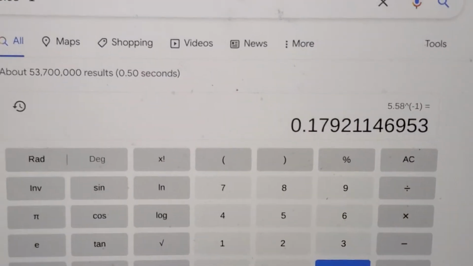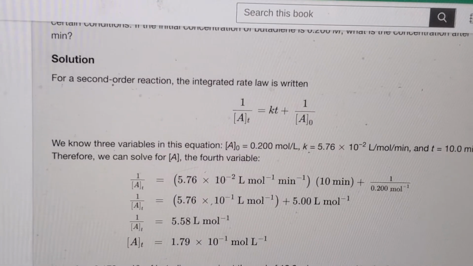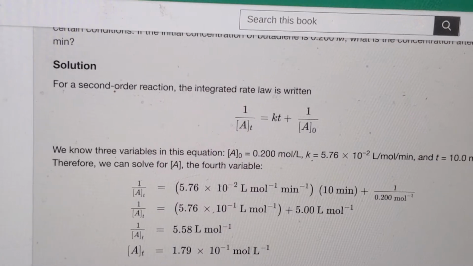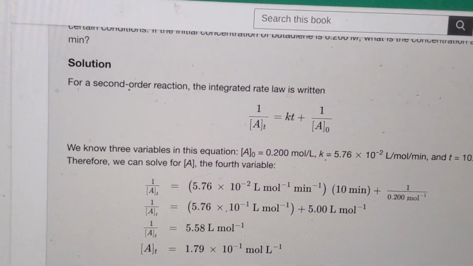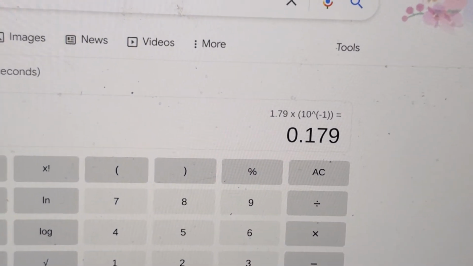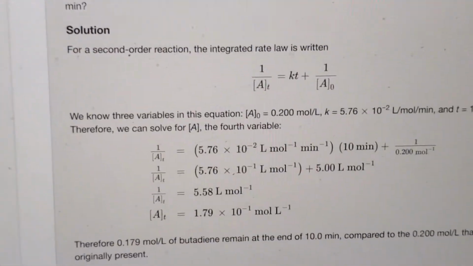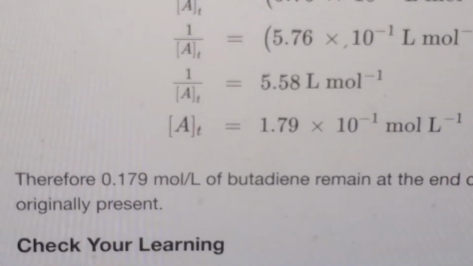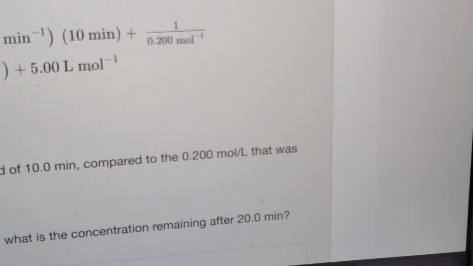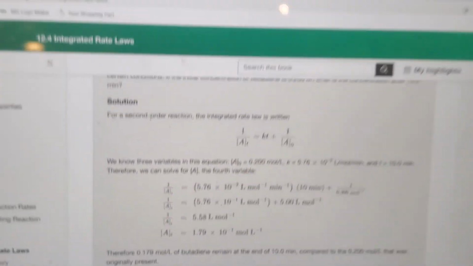And you could also get that answer doing it the other way around, which is taking the number that they gave you and multiplying it times 10 to the negative first power. Or if you wanted to, just the first part, which is times 10 to the negative first power. And that gives you an answer of exactly 0.179. And if you look here, it says, therefore, 0.179 moles a liter of butadiene remain at the end of 10 minutes, compared to the 0.2 moles a liter that was originally present. Oh!